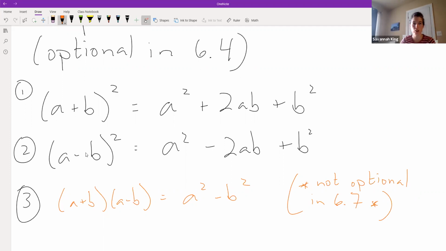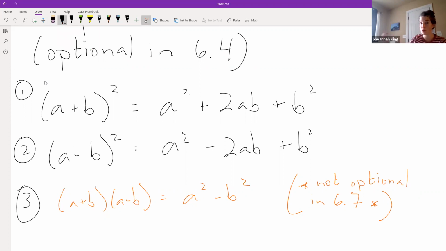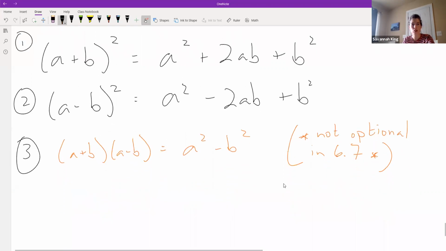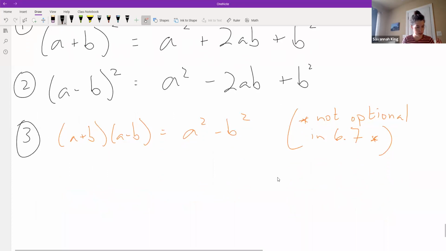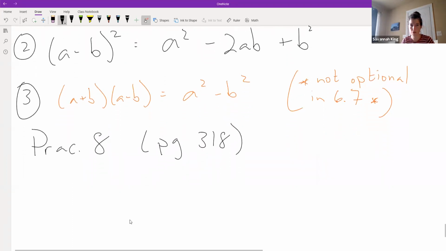So just know that 1 and 2 here, to me, are always optional. It's great if you know them. It's great if you don't know them. It's great either way. This number 3 here, this one becomes super important in chapter 6.7. So I'll show you as quickly as possible some examples here. Yeah, and I'm going to save the really awful examples for next time, so I'll adjust the homework.